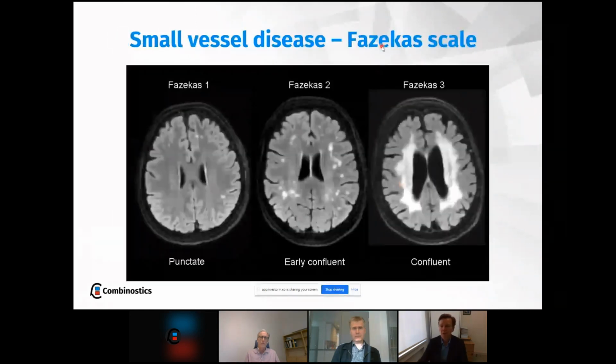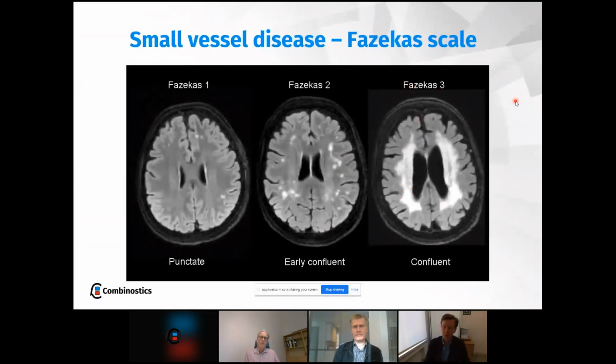So the Fazekas scale, I'm sure many of you are aware, is a simple scale developed by Franz Fazekas to describe the occurrence of punctate vascular white matter lesions in grade 1. And if there are more of such lesions, they can start to form little bridges, which is called early confluent, and then it becomes a Fazekas grade 2. And when the lesions are confluent and you cannot recognize the individual lesions anymore, or there's one big lesion anyway, then you give it a score of 3.